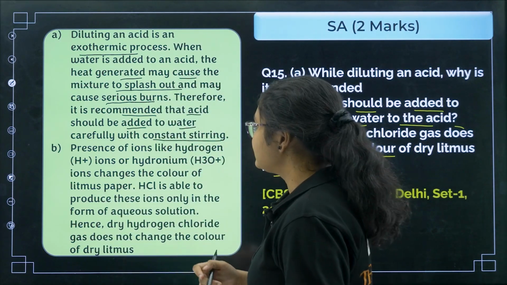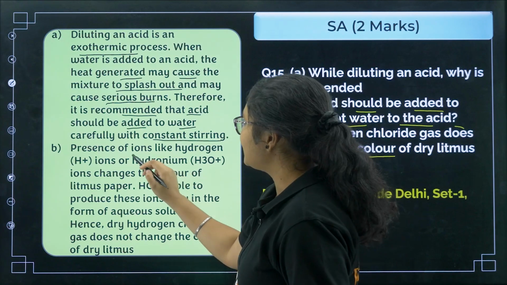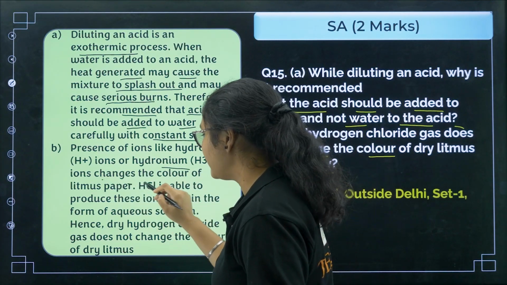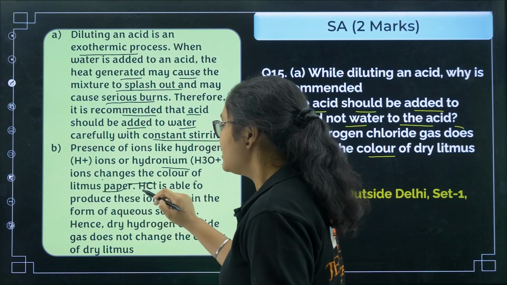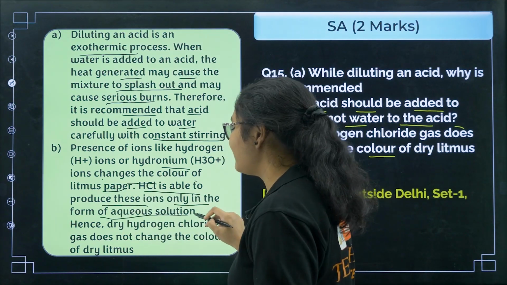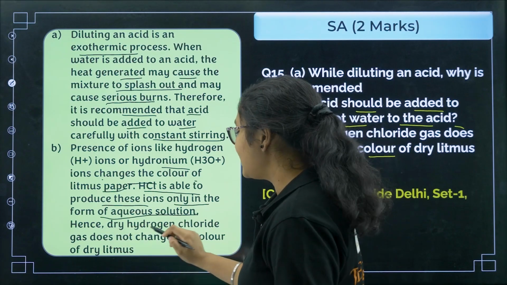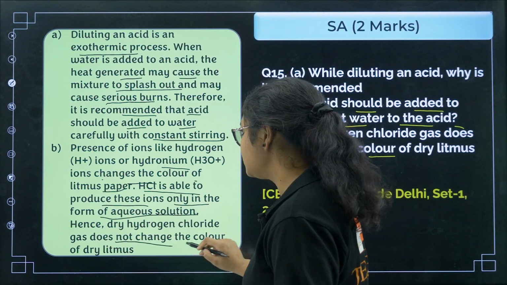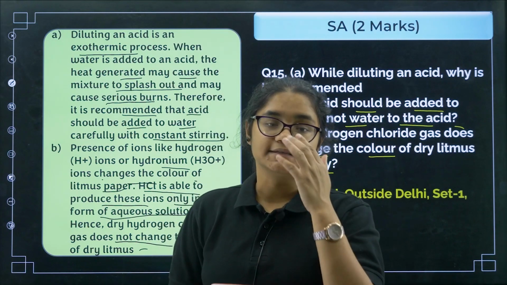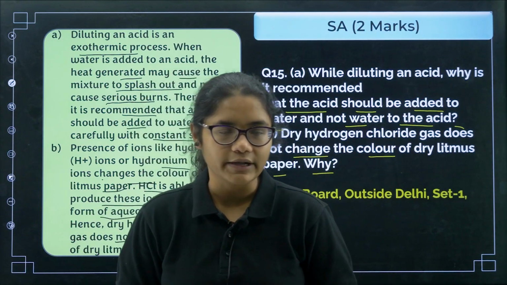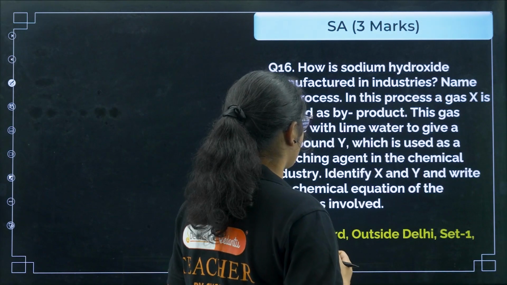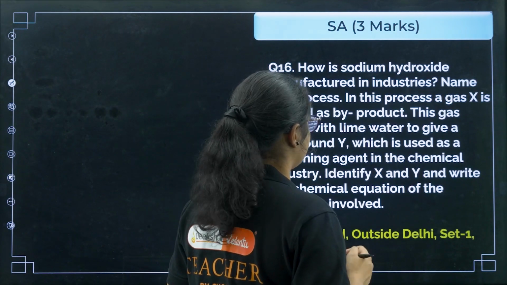Next is part B: dry hydrogen chloride gas does not change the color of dry litmus paper. Why? The presence of ions like H+ or H3O+ changes the color of the litmus paper. Now dry HCl is able to produce these ions only in aqueous solution. Hence dry HCl gas does not change the color of dry litmus because there are no ions in dry HCl.